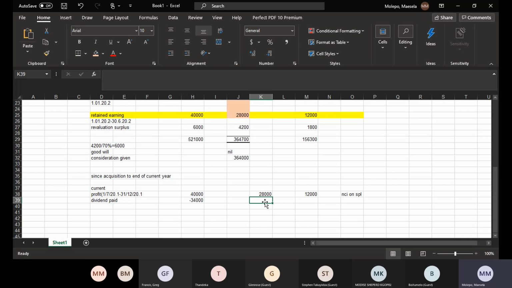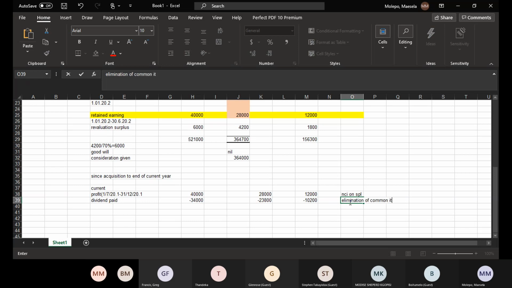And then apportionment, it's 23,800. And then the 10,200. So this is going to be used as part of the elimination. Because we as the parent are going to get the 70% of this dividend, which is this.